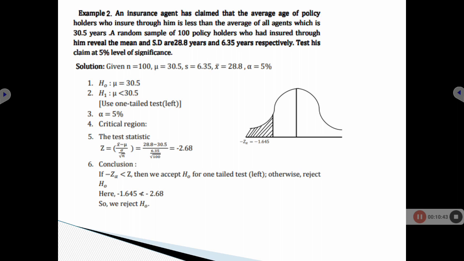So for the critical region, we have to compare our result with minus 1.645. The test statistic we are going to use here is x bar minus mu divided by sigma by root n. So the x bar value is 28.8 minus the mu value 30.5 divided by sigma, 6.35, divided by root of n, 100, is equal to minus 2.68. So the conclusion here is we have to compare our calculated value with our standard value. While comparing, minus 1.645 is not less than minus 2.68. So the final result is we are going to reject our null hypothesis.